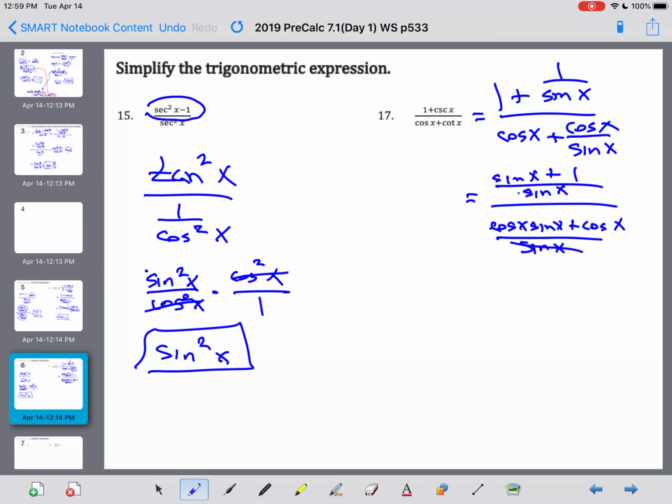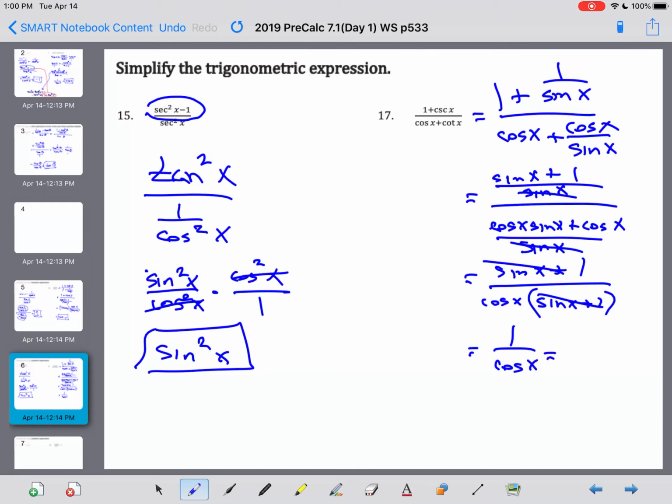These sines can cancel, and if I factor out cosine in the bottom, my top is this. If I take out a cosine x here, I get sine x plus 1. These cancel to 1, so I get 1 over cosine x equals secant x.